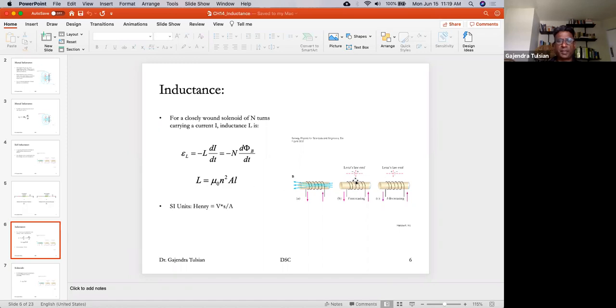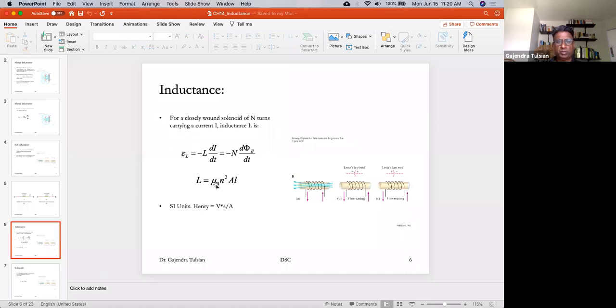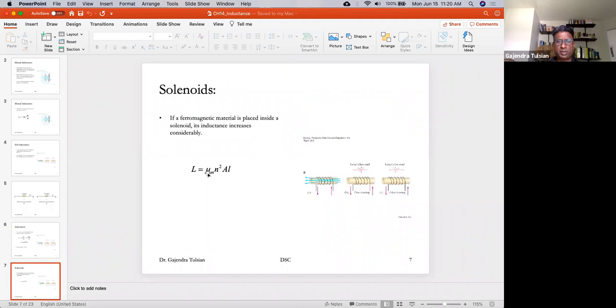Now, oftentimes it's useful to have a large inductance. So for the same coil, if you want a large inductance, what you do is fill it with a magnetic material, and then the inductance will increase. If a ferromagnetic material is placed inside the solenoid, its inductance increases considerably. And so mu naught gets replaced by mu m, and mu m is much larger than mu naught. So there are times when you want to increase the value of the inductance.